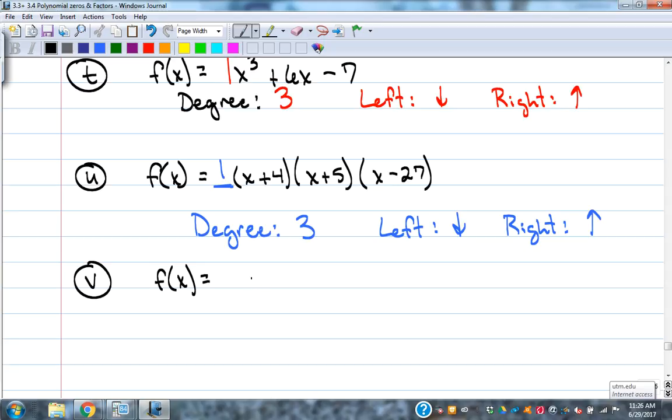Let's say we had 4 parentheses x minus 4 squared times x plus 7 times x minus 5. So 4 in the front, and then x minus 4 squared, x plus 7, and x minus 5 are my factors. What do we know about the degree of this problem?